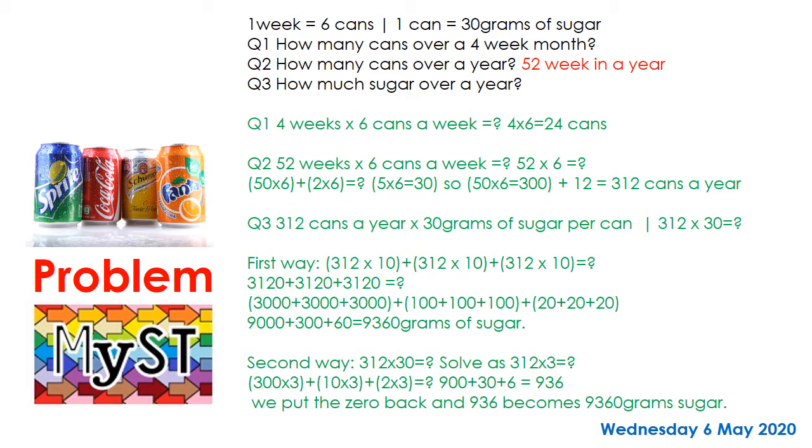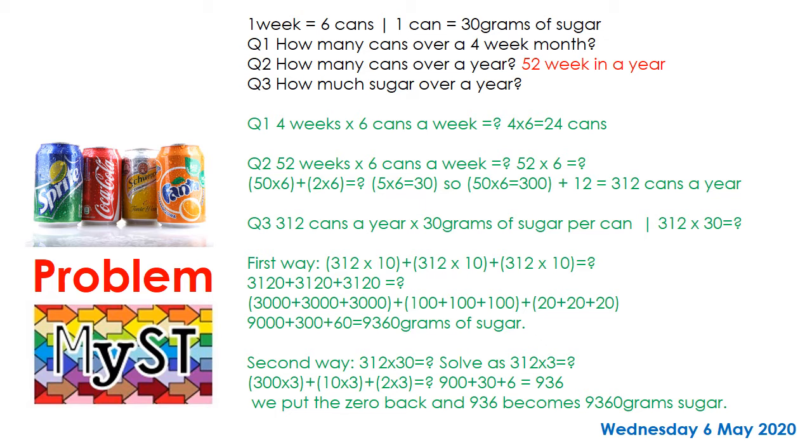Okay, so what do we do? We pretend those 3,000s are 3s, don't we? 3 plus 3 plus 3 is 9, but we need to put the zeros back. So the answer for that is 9,000. We've done this with the hundreds before. No reason we can't do it with the thousands. We've got 3 lots of 100. 1 plus 1 plus 1 is 3. Put the zeros back. 300. 20 plus 20 plus 20 equals 60. So we put those together. And so the answer is 9,360 grams of sugar, which is a lot of sugar.